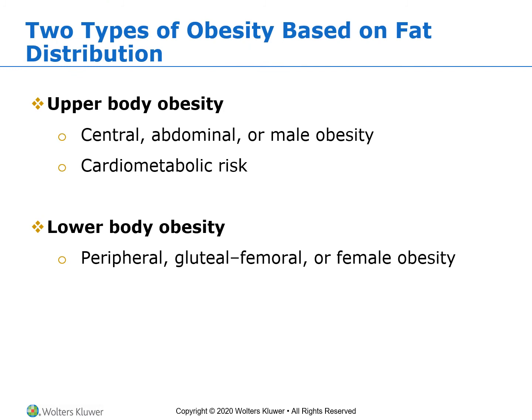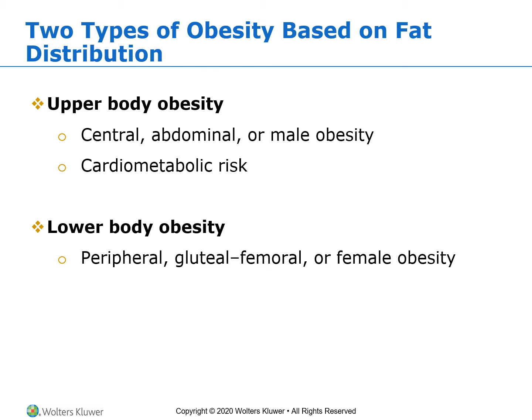So the two types of obesity are differentiated based on where fat is distributed, upper or lower body obesity. Upper body obesity is mostly referred as central, abdominal, visceral, or male android obesity, versus lower body obesity is peripheral, gluteal, femoral, female, gynoid obesity. So we're gonna often say the upper body obesity patient referred to as being shaped like an apple, compared with the lower body obesity, more like a pear shaped.